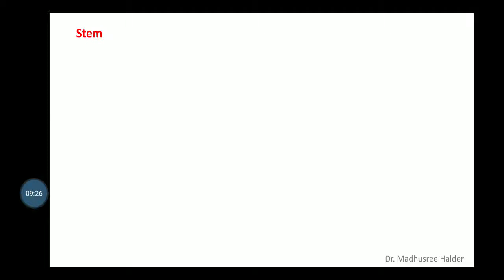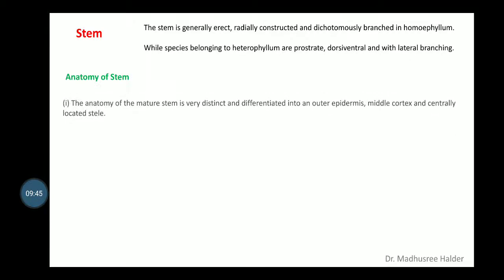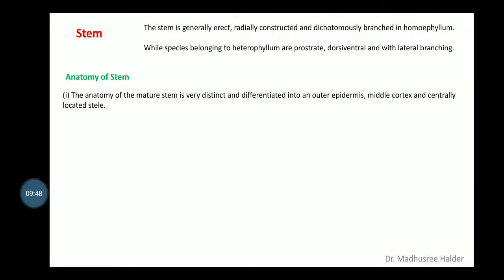Another most important thing comes after ligule is the stem. Morphologically, the stem is generally erect or radial. In some species, they are prostrate and dorsiventral with lateral branching. But the important thing is the anatomy of the stem. The anatomy of the stem of mature Selaginella is very distinct and differentiated into an outer epidermis, middle cortex, and centrally located stele. Outer cell walls of the epidermis is cutinized and stomata absent.